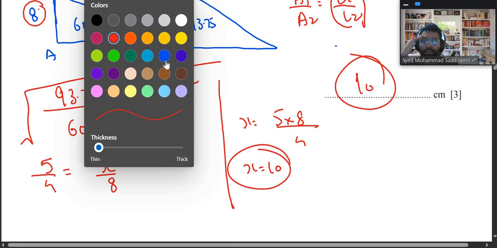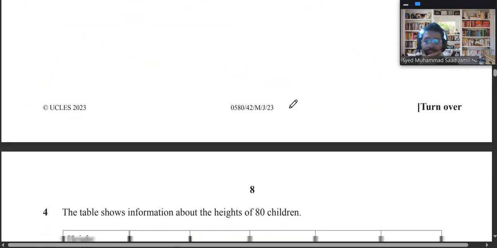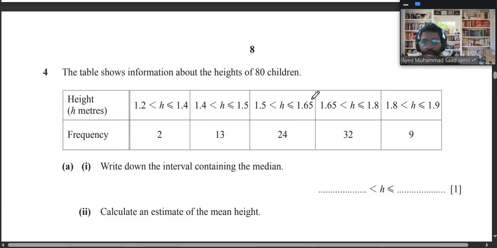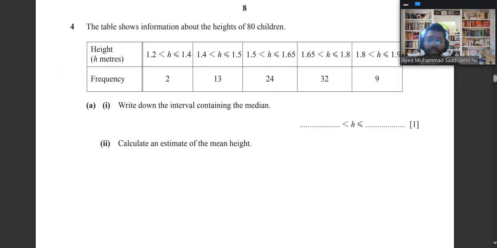Okay, next question. Oh, I hate these questions, man. I don't like to make graphs at all.